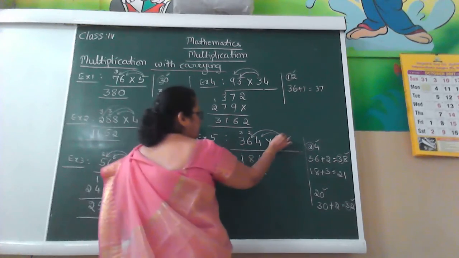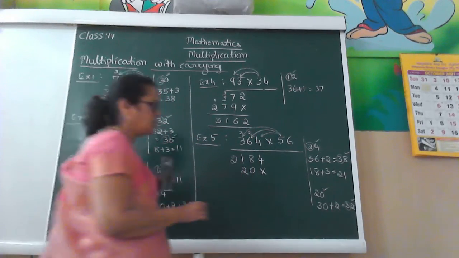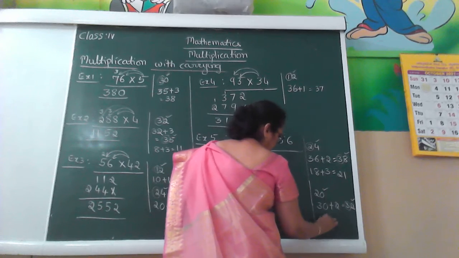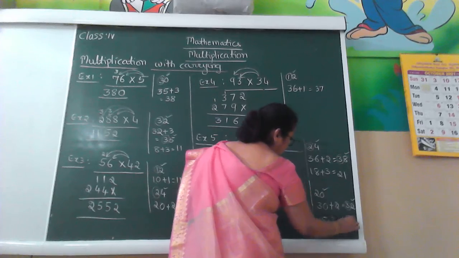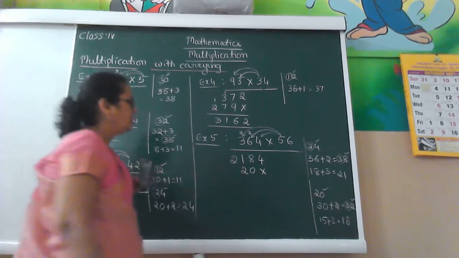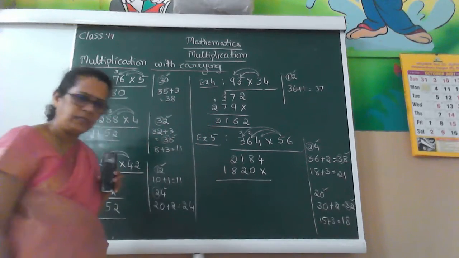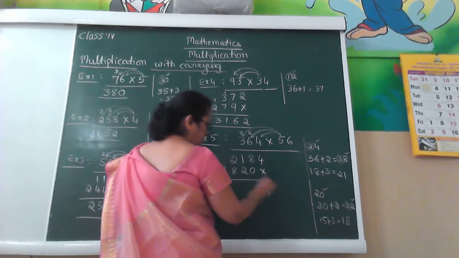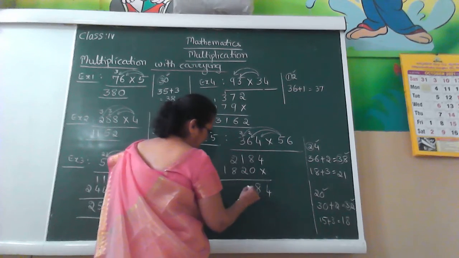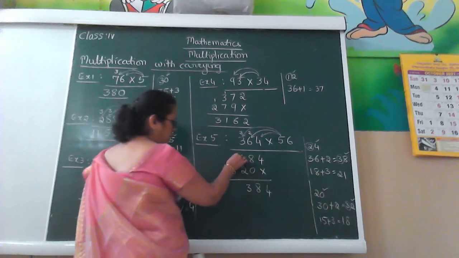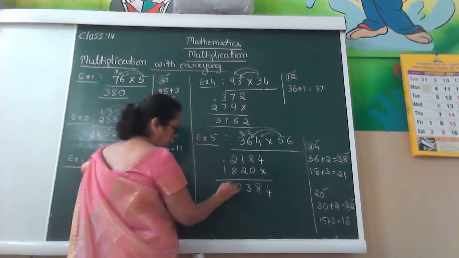Now 5 3s are again, how much? It is 15 plus carry 3, that is 18. Now write this 18 here and next is to add everything. That is 4, 8, then 2 plus 1 is 3, 2 plus 8 is 10, 1 plus again 1 carry is 2.